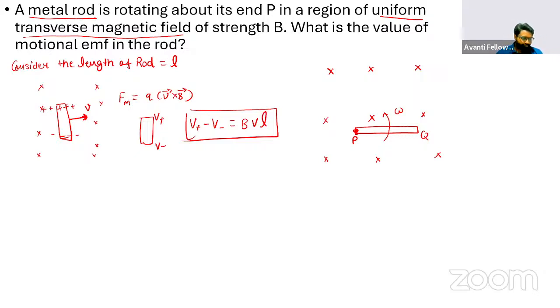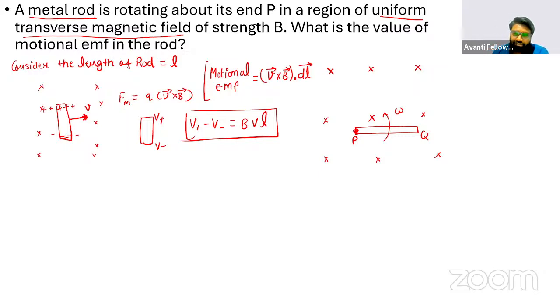Got it? Now, the actual formula, if I talk about it, what is the motional EMF? It is the integral of v vector cross B vector dot dl vector. V cross B dot dl is the motional EMF, the actual formula.